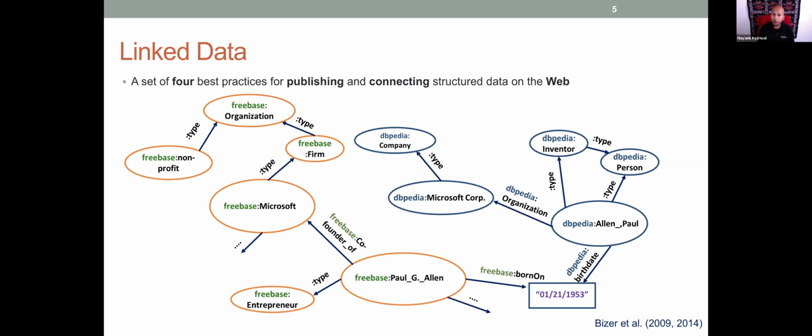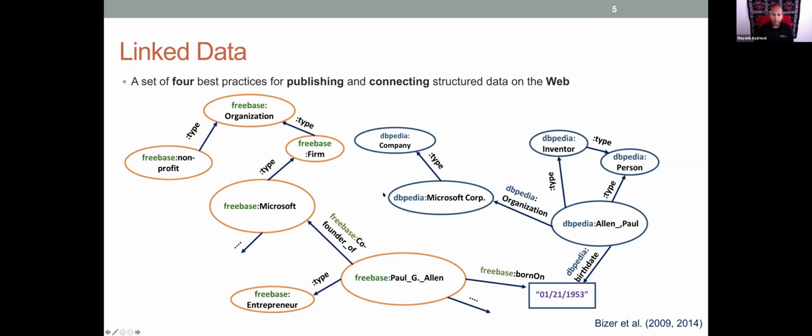Now, I also want to introduce my running example, which I will use throughout the talk. On the left-hand side, you have Freebase in orange. And it's a very intuitive example. You have Microsoft. Microsoft was co-founded by Paul Allen, one of the co-founders. Microsoft is a firm. A firm is a type of organization, and so on and so forth.